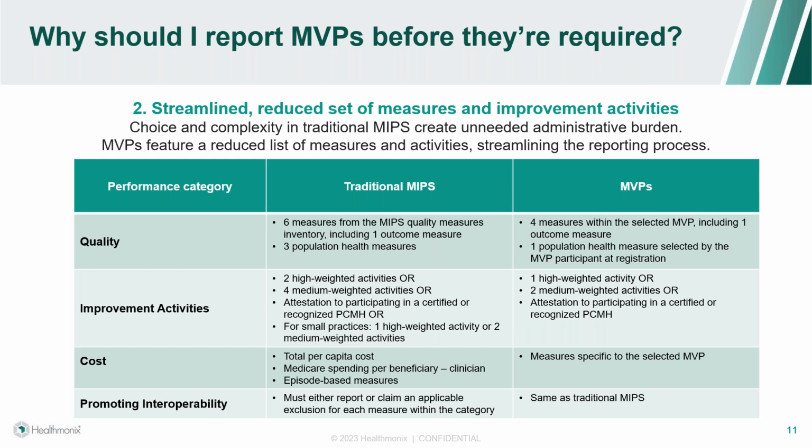Yeah, so if you can find an MVP that's A, relevant, and B, has measures that have decent decile scores, and that's been a biggie this year, then moving to an MVP is great because you're really reducing the burden of reporting. You're whittling down your quality measures from 6 to 4.